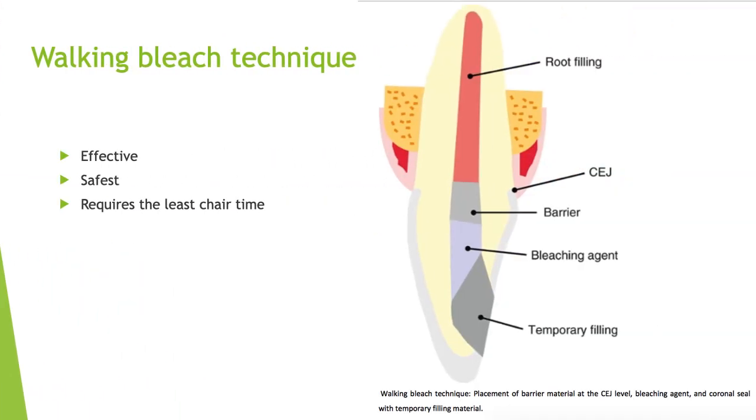Then another mix is applied until the patient is happy and satisfied with the treatment. So if you look at the root canal treated tooth, you will have the root filling in the root. Then the root filling should be reduced to around 2 millimeters below the cemento enamel junction. Then you have a 2 millimeter thick coronal barrier. Like this, you can use IRM, Cavit, resin, or glass ionomer. And then we have the bleaching agent and then a temporary restoration.